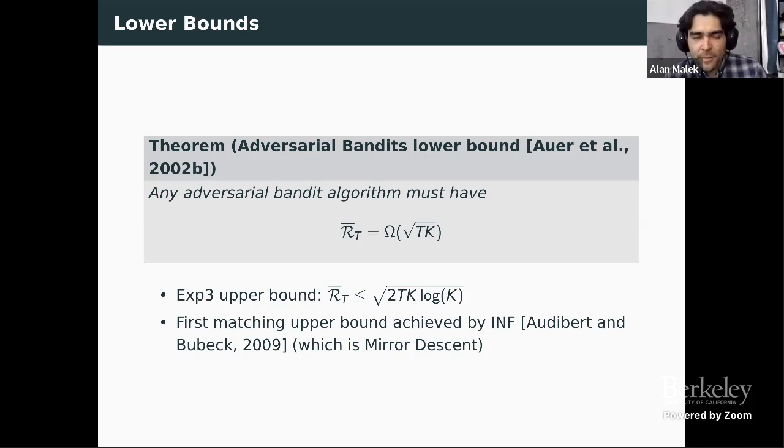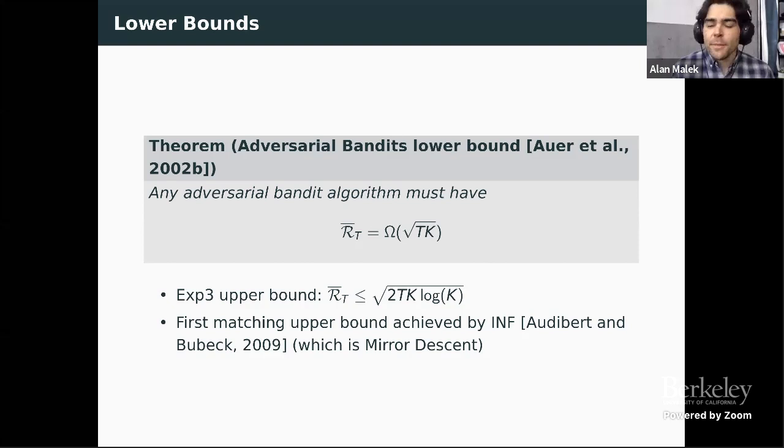And it's known how to shave off this extra log K. There's a couple of algorithms that do that. The first one was the implicit normalized forecaster by Audibert and Bubeck in 2009, and that's basically mirror descent. Okay, so what upgrades can we have on this scenario?